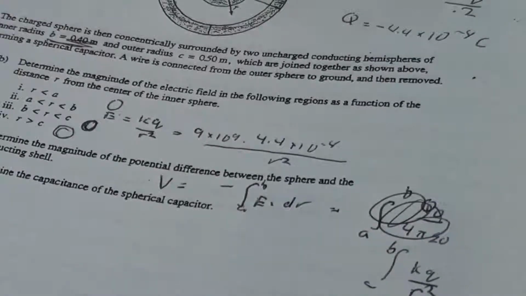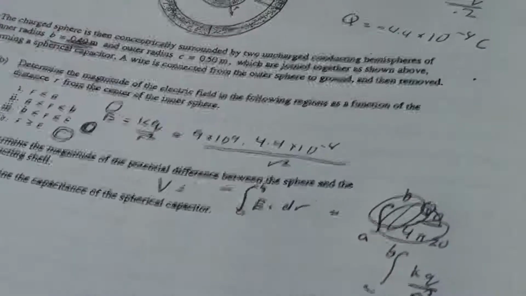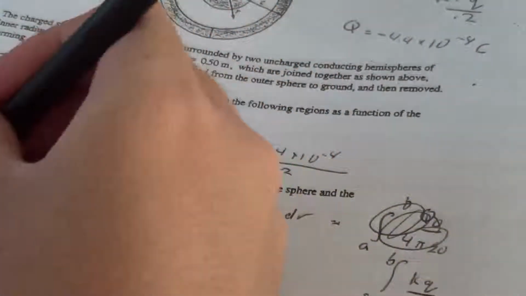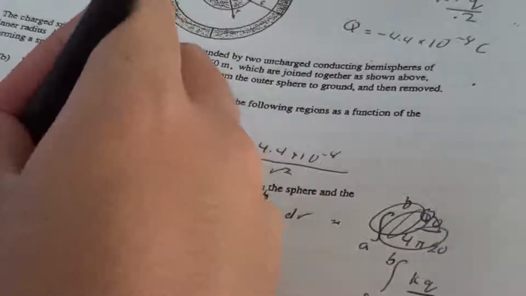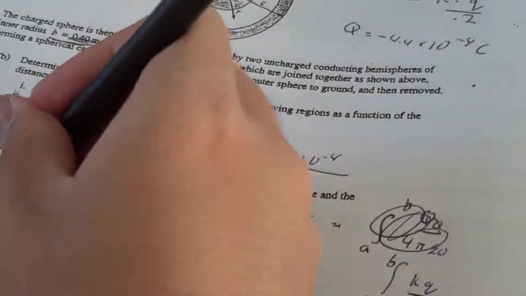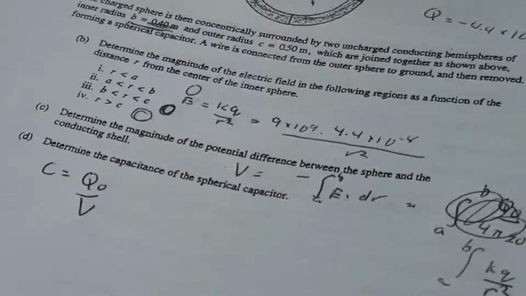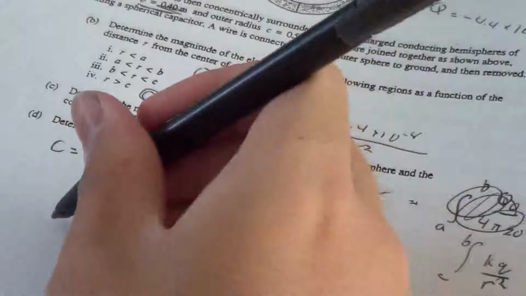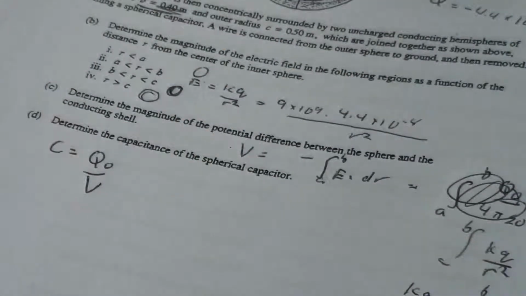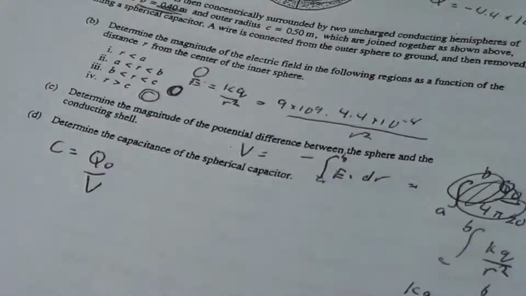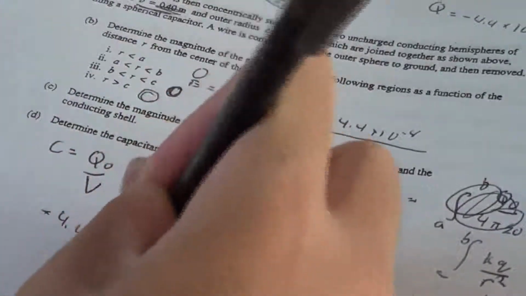Alright, in part D we have to find the capacitance of the spherical conductor. The capacitance is just C equals Q naught over V, and since we know the V we determined from part C, we can easily solve it since we just plug in the initial values, and it should give us an answer of 4.4 times 10 to the negative 11 farads.